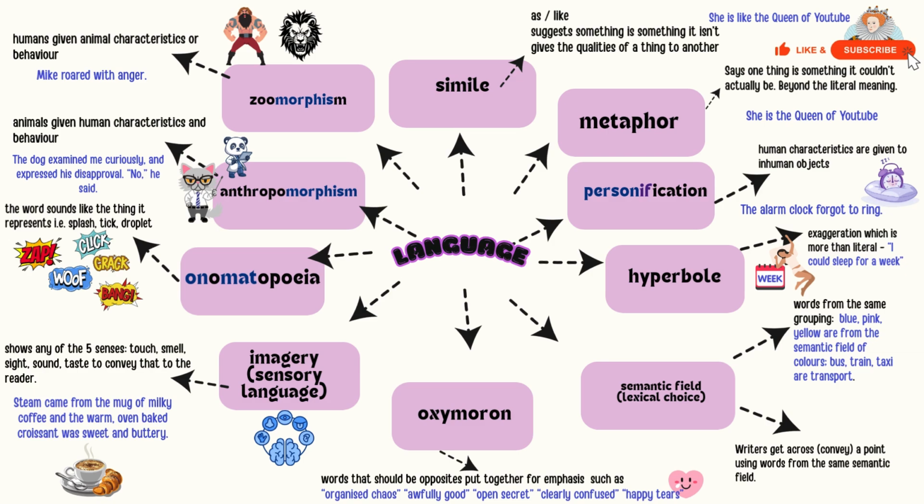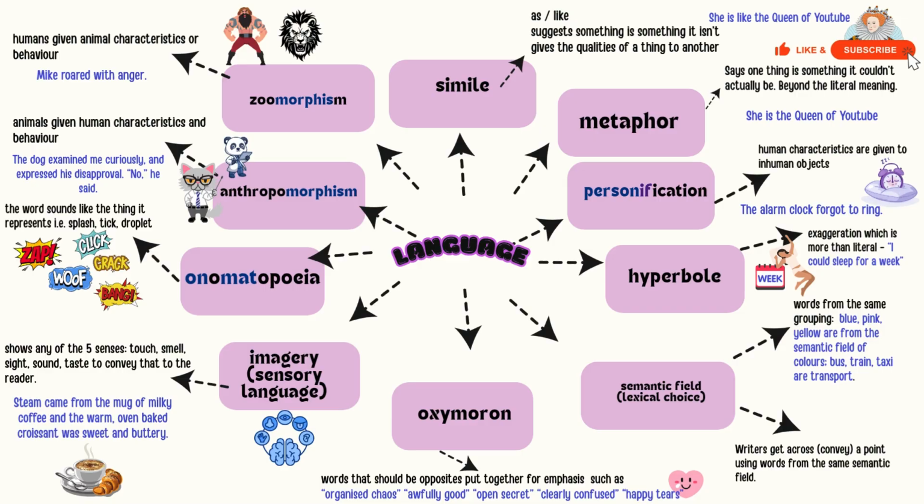Onomatopoeia is fun, okay? Onomatopoeia, when you come to spell it, onomatopoeia. And onomatopoeia is when the word sounds like the very thing it represents. For example, splash, tick, droplet, bang, woof. Any animal sounds that the animals make would be words that resemble those, like woof, onomatopoeia.